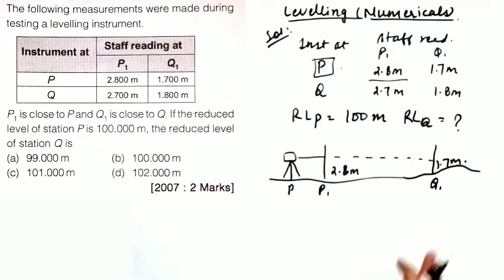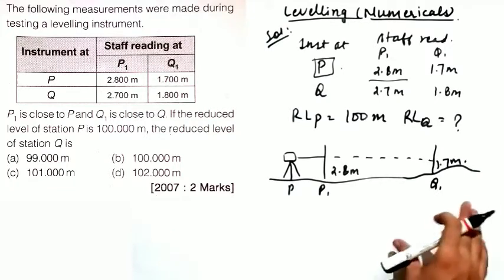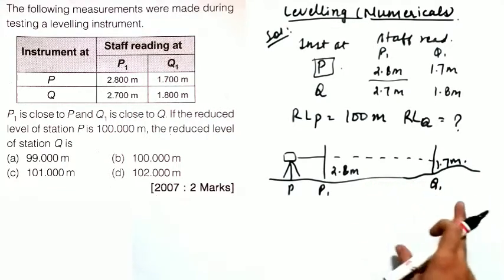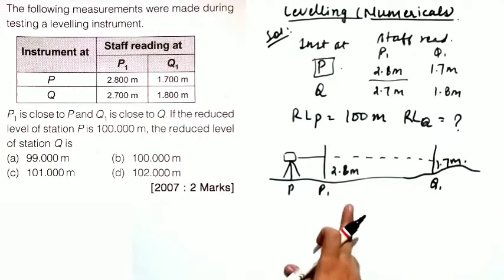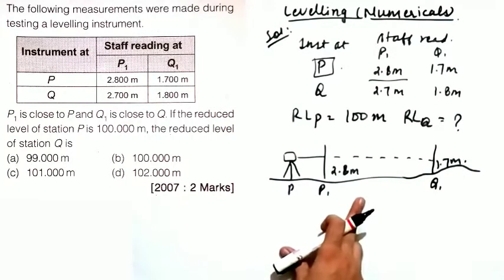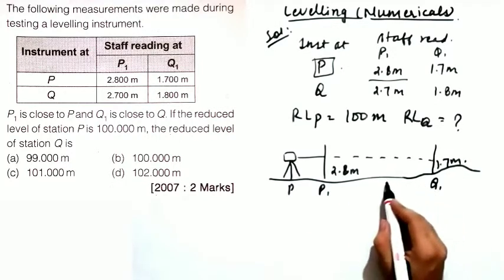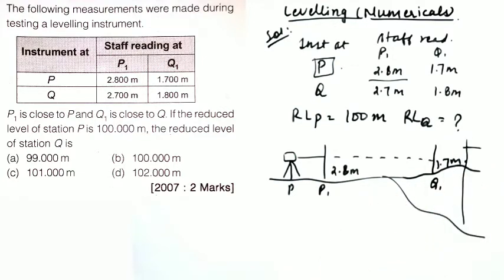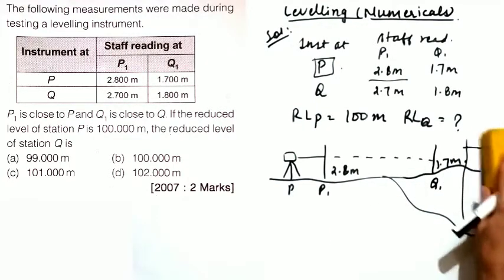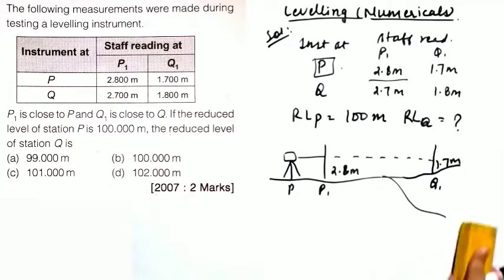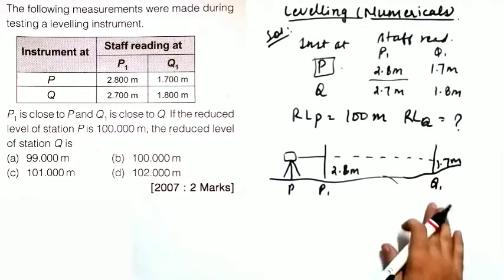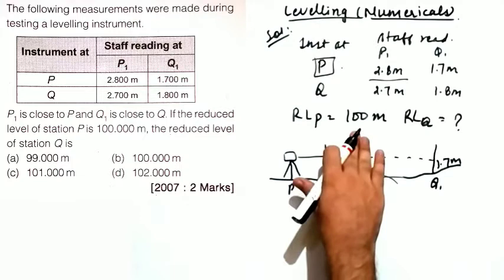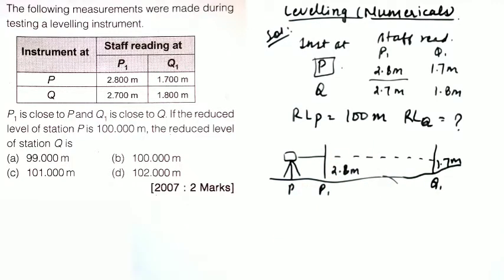You can see now that Q is above P, since the staff reading at Q is 1.7 meters and at P is 2.8 meters. If it would have been below the point P, then the staff reading would have been greater than 2.8 meters. But this is not the case here. So that means the RL of Q will be greater than RL of P. You will have to add something to RL of P to obtain the RL of Q.